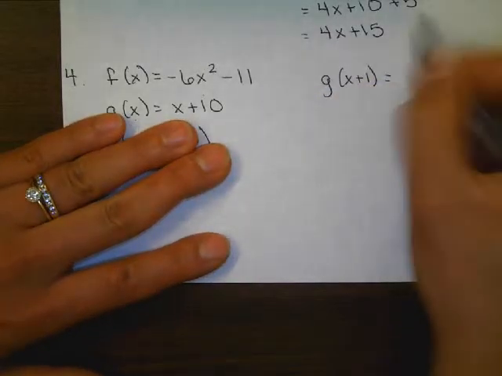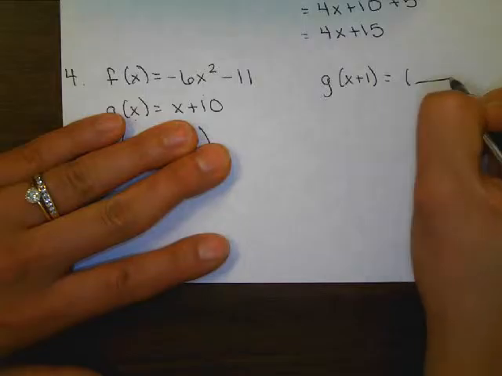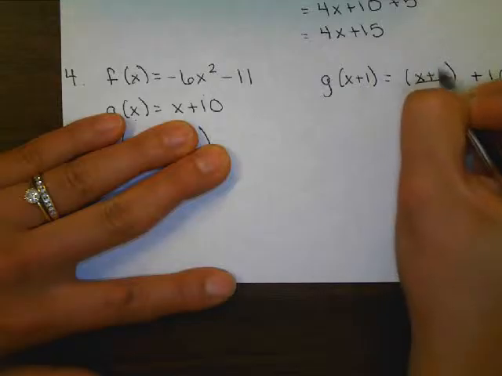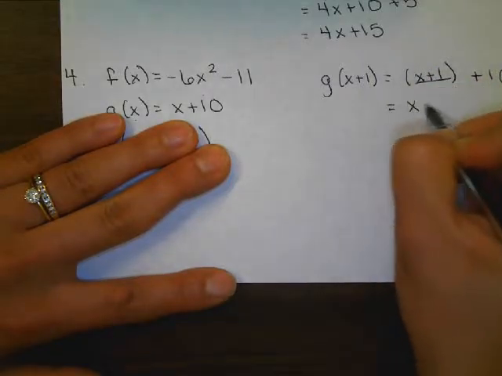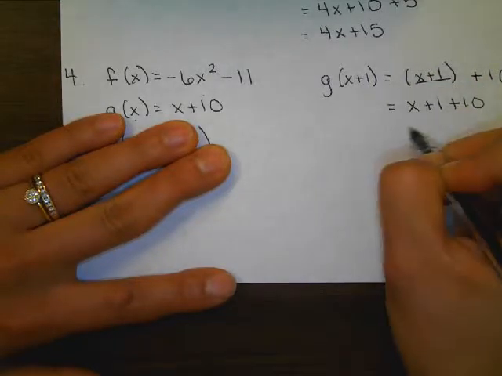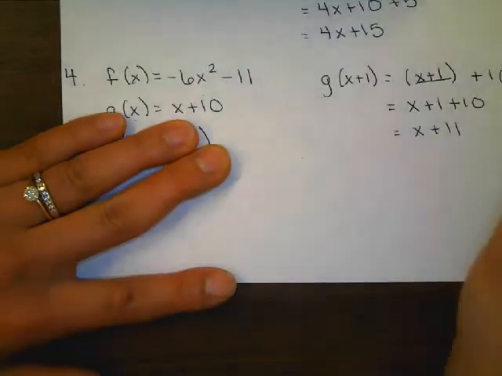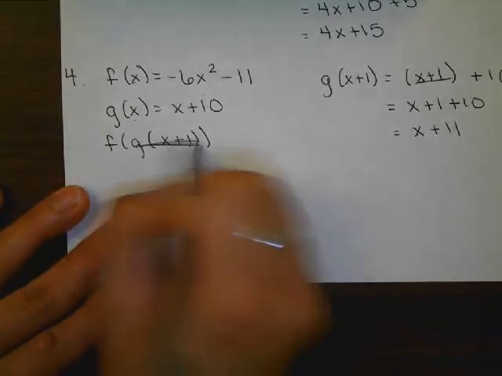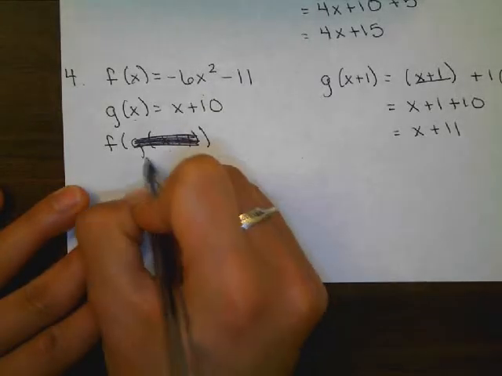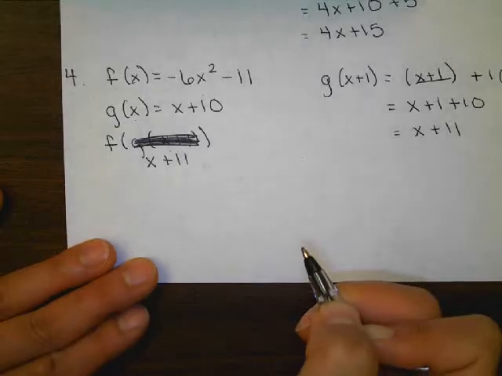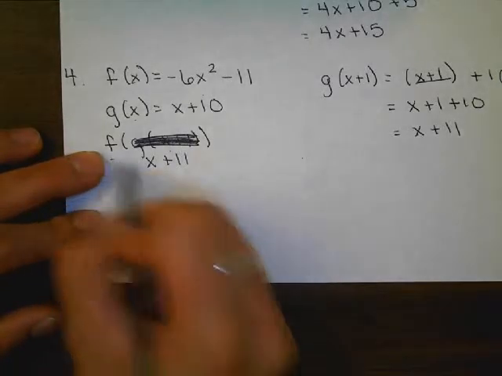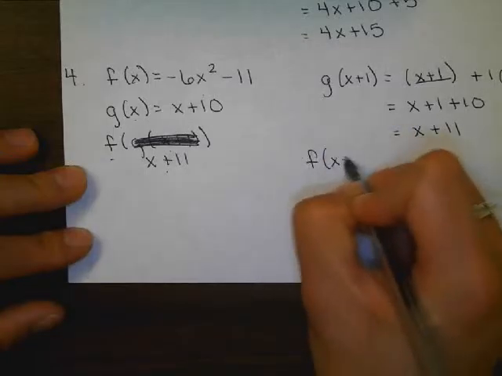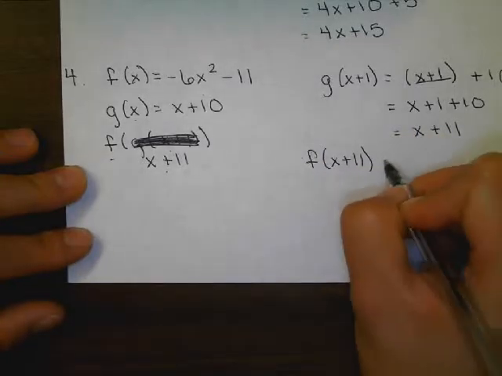So I'm going to set up my g function, which is x plus 10. So I got my blank there, plus 10. And I'm going to plug in x plus 1. That's going to be x plus 1 plus 10, which is x plus 11. Now that I have that, I can go back over here and cross this out and I know what's going to go there is now x plus 11. So now in the f function, I plug in x plus 11. So I now have f of x plus 11.